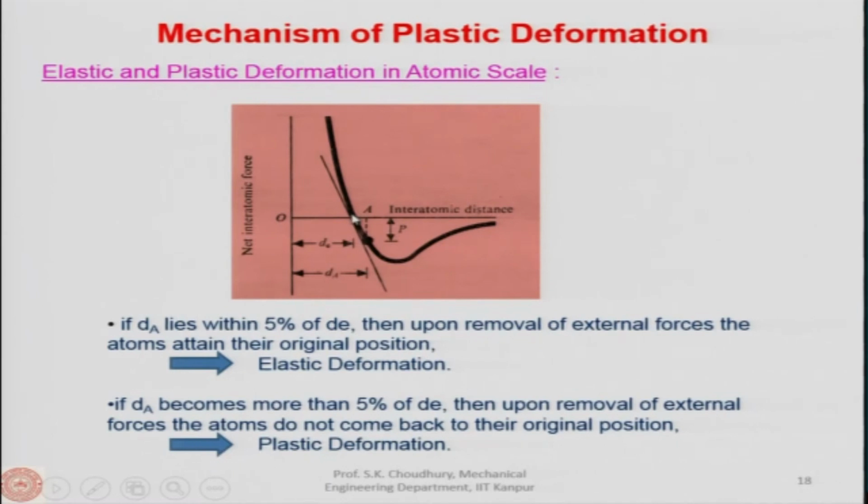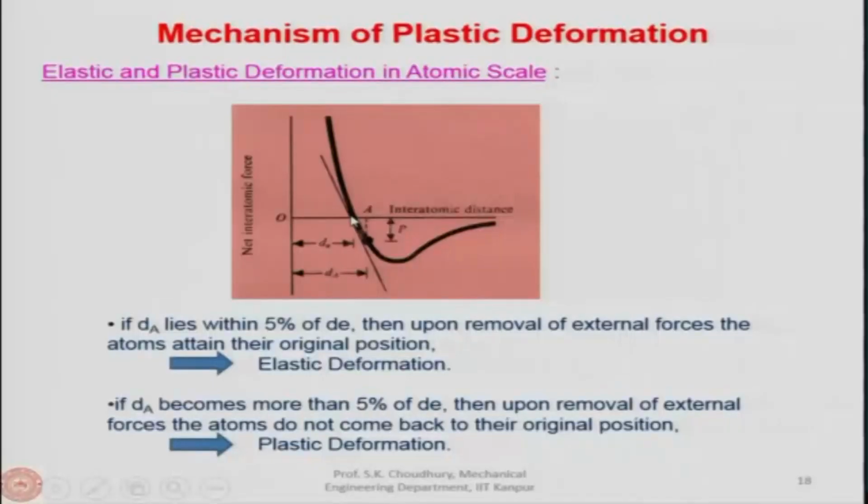Now, suppose the atom has been taken from this position to this position. What does it mean, taken? Taken means there is a shear force applied, strain rate applied, and because of the high strain rate the atom in the lattice structure is moved from one position to another position. Let us say from the equilibrium position, it has been moved to position A. So, A will be moved along this line only, because this is the variation between the interatomic force and the distance.